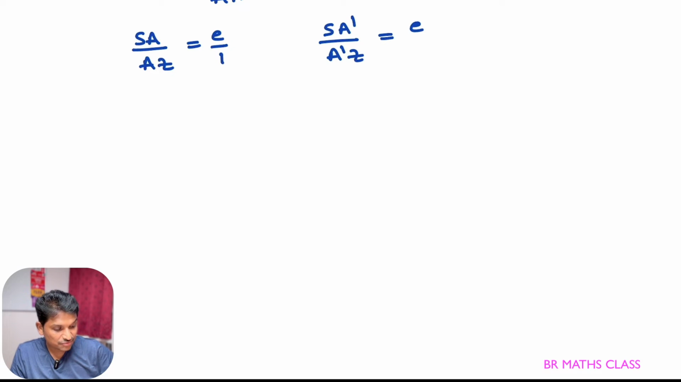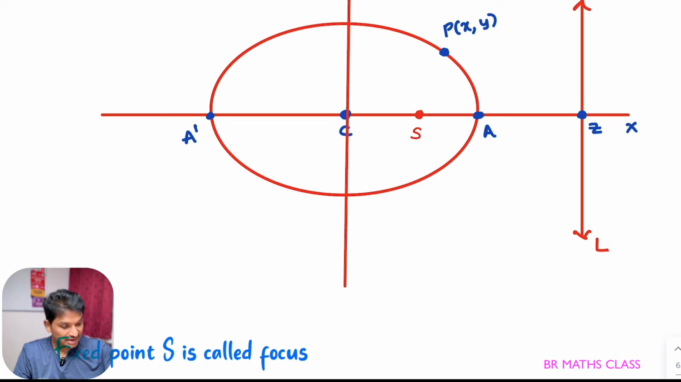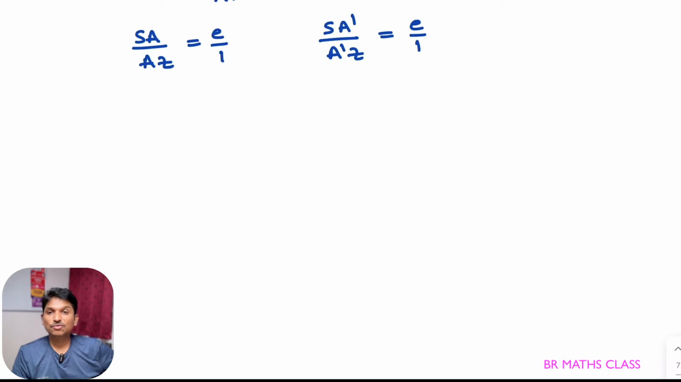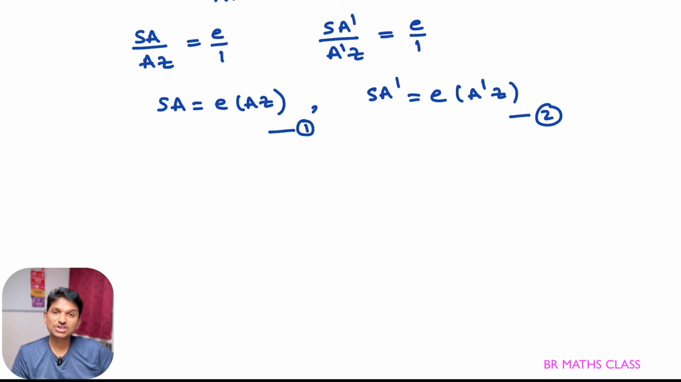This we learn in section formula, how to write internal division and external division. SA' divided by A'Z, look here, this ratio is E is to 1. Now what is SA from this? SA is E into AZ. What is SA' from this? SA' is E into A'Z. Take it as equation 1 and this as equation 2.